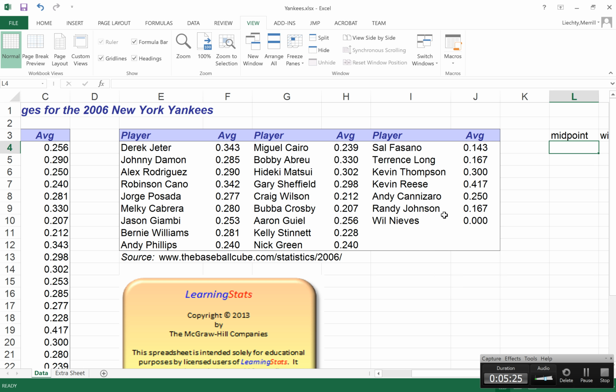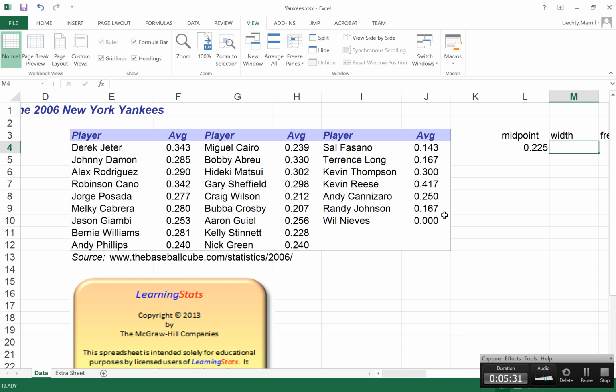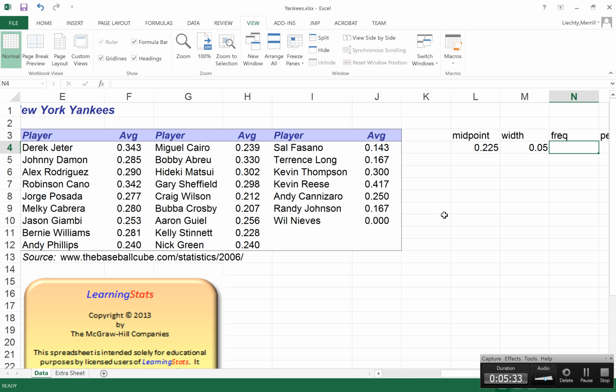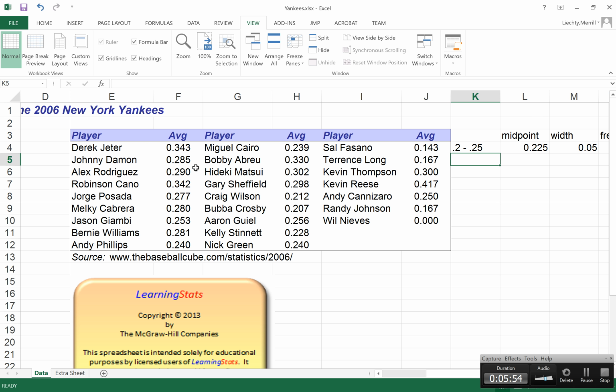So the midpoint between 0.2 and 0.25 is 0.225, right? The width, 0.05. And then the frequency, how do I get the frequency? The frequency says how many do I have within 0.2 to 0.25. So all I have to do is come over here and count. Where does it start? Here's the top one in that. I guess these are not in order.